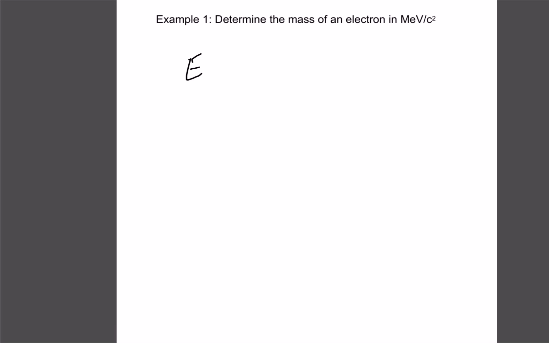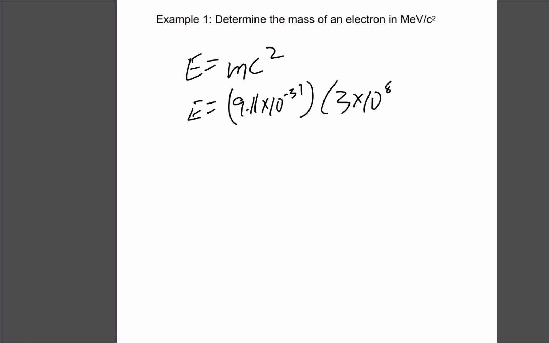If we go energy equals mc squared, our energy would be 9.11 times 10 to the negative 31 times 3 times 10 to the 8th, squared. That gives us an energy of, if we do it in mega electron volts, 0.511, which is what the last chart showed us. So if we get 0.51 mega electron volts, that's like 511,000 electron volts.